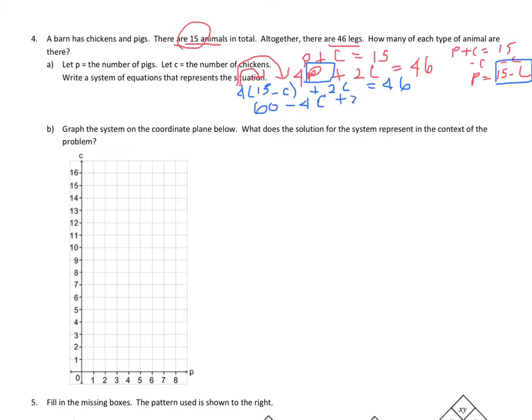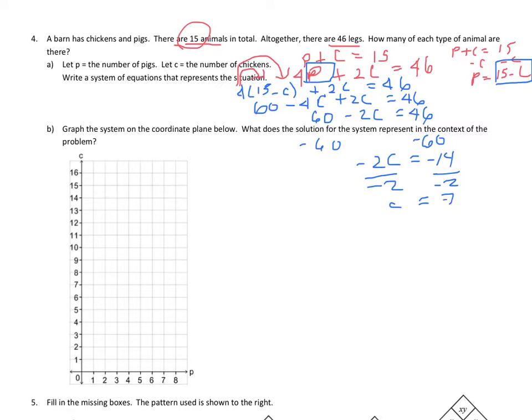Then I bring down my 2c. It's still all equal to 46. I'm going to combine my like terms, and what I get is that 60 minus 2c equals 46. I'm going to have to skip down here a little bit, but basically I subtract 60 from each side, and I get negative 2c equals negative 14. I divide by negative 2, and I get c equals 7.